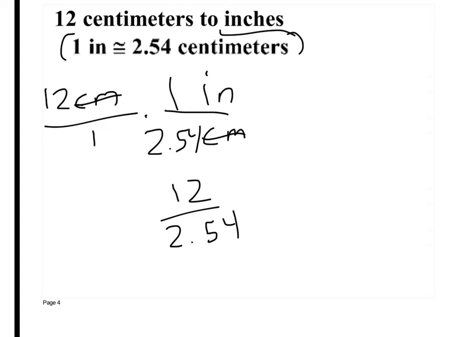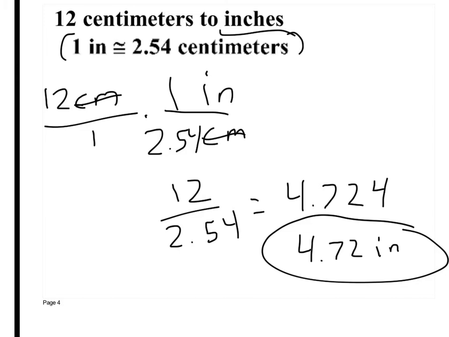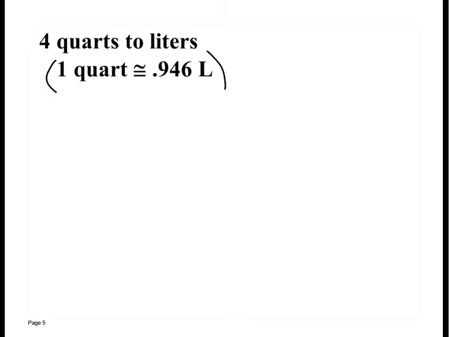is 4.724, which it asks you to round to the nearest hundredth, which is 2 decimal places, which rounds to 4.72 inches. Don't forget your unit. 4 quarts to liters.